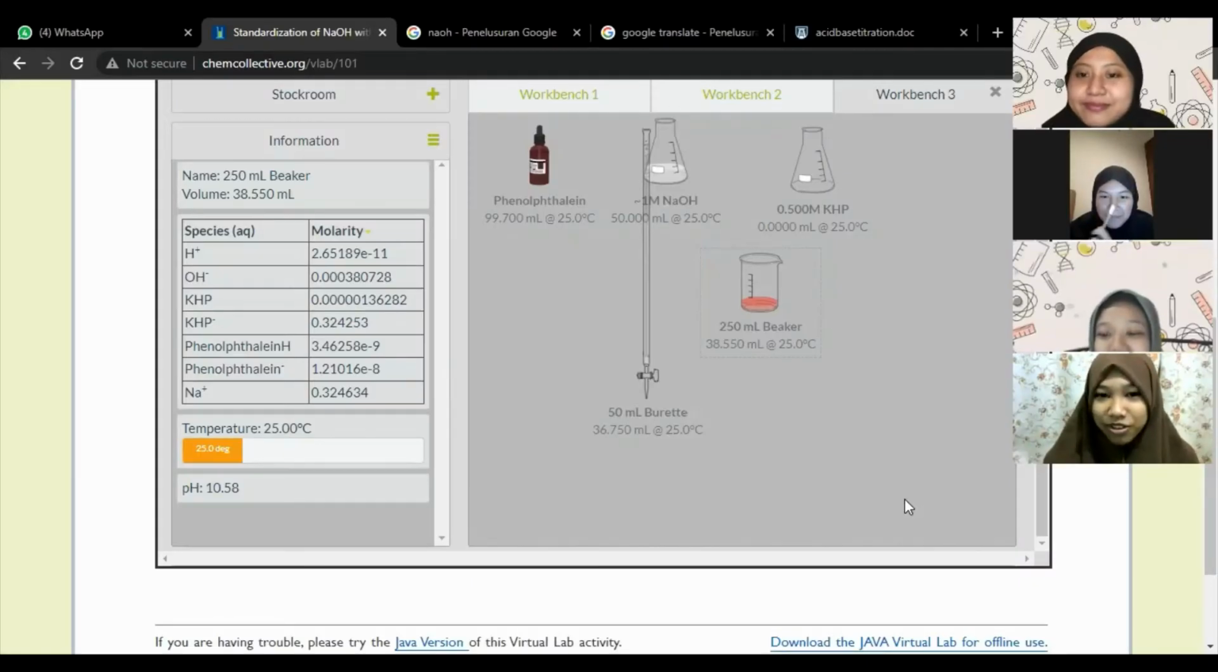Now we have observed workbench 1, workbench 2, and workbench 3. And now we're going to see the result, the data analysis, and the conclusion on the next slide.